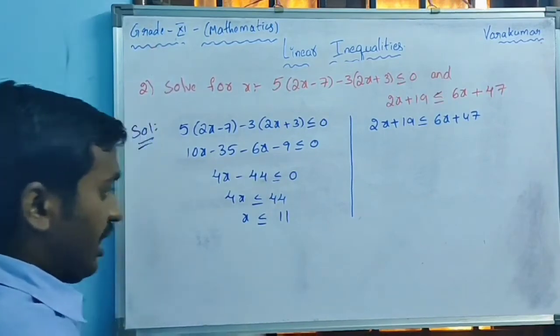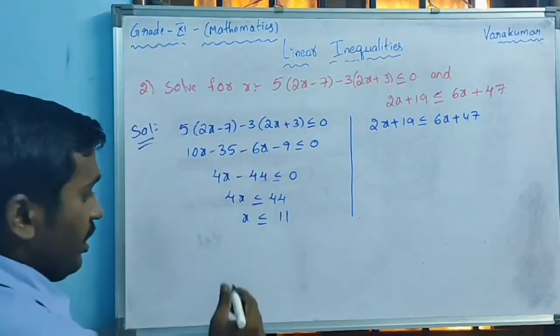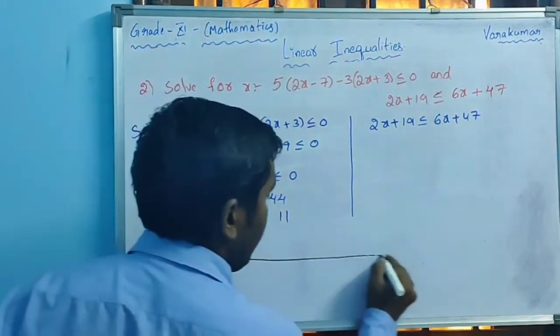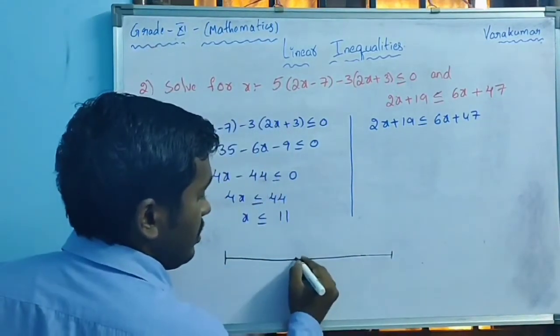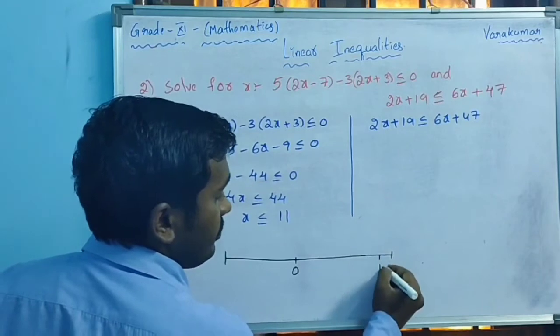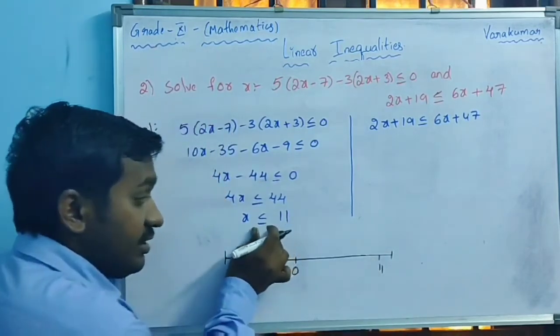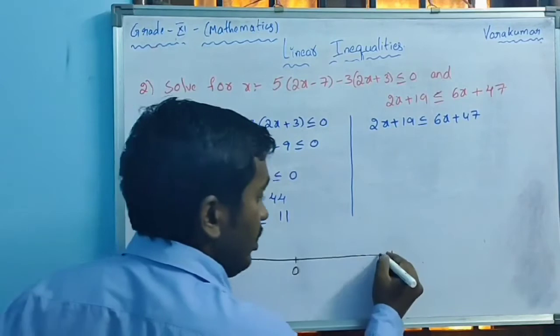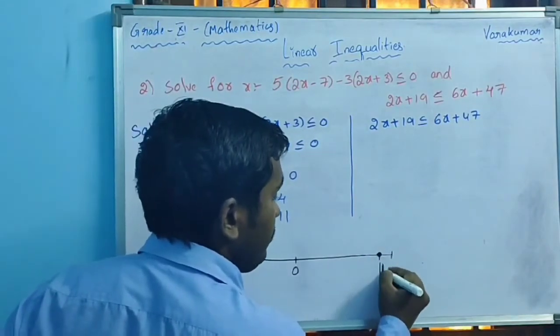Then if you do it on the number line, x less than or equal to 11, what will it look like? This is a number line. So 0 and 11 here. 11 is included, because it is less than or equal to, so it is included. So I am using that.